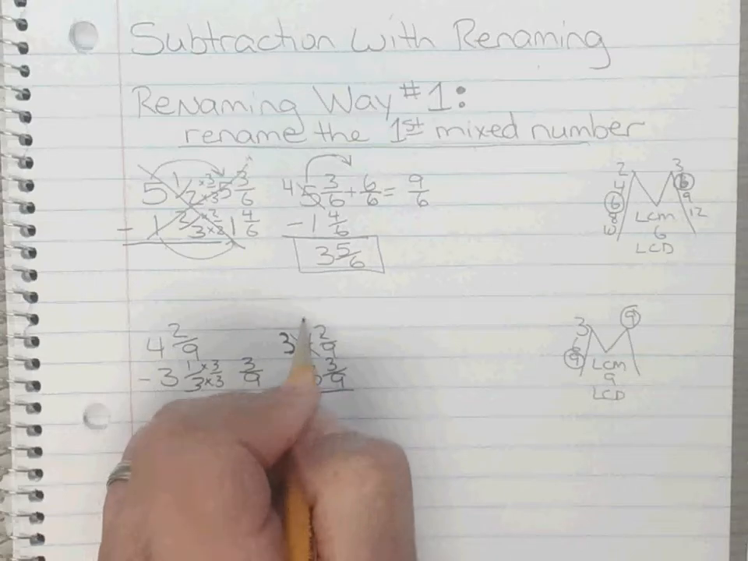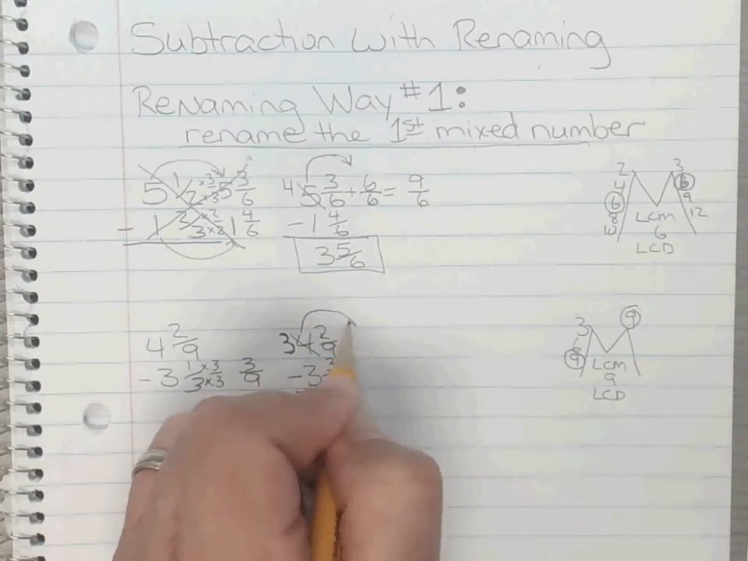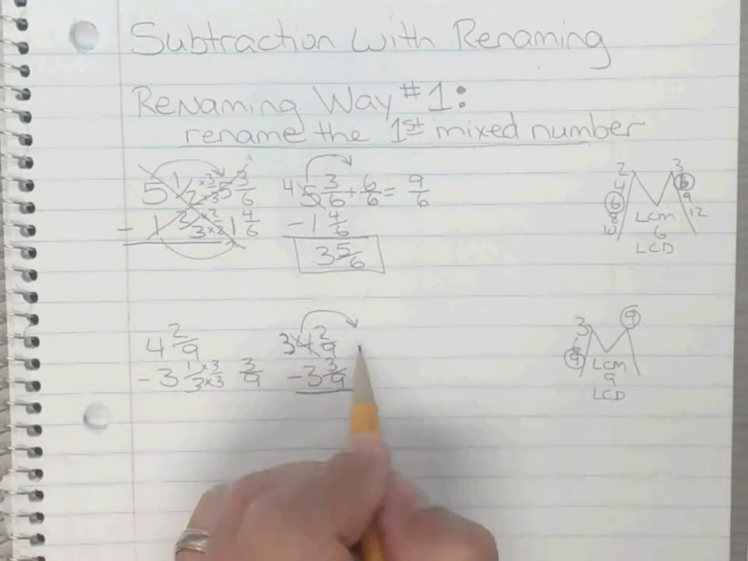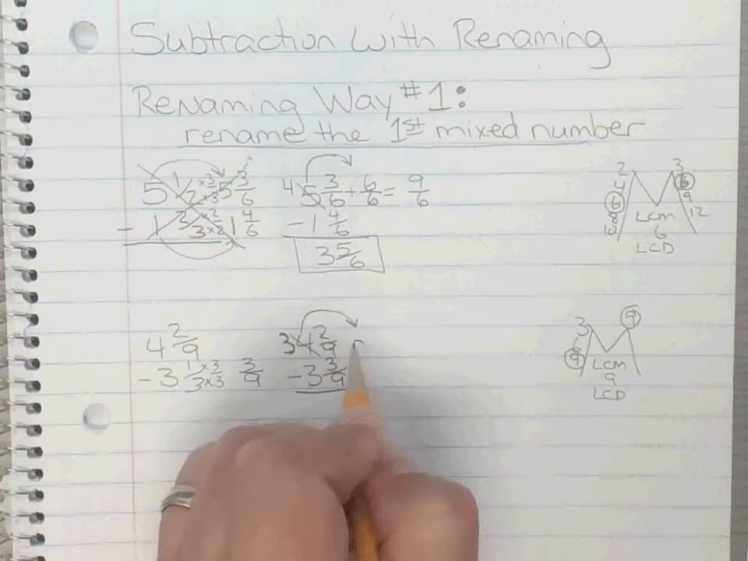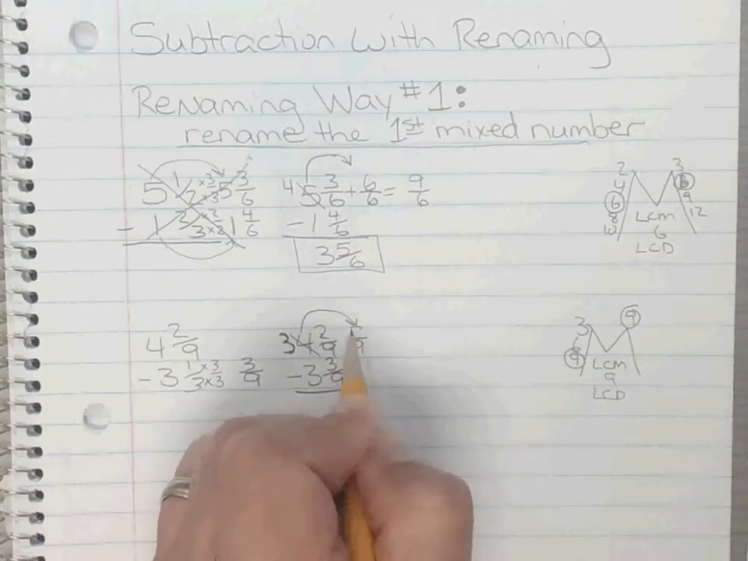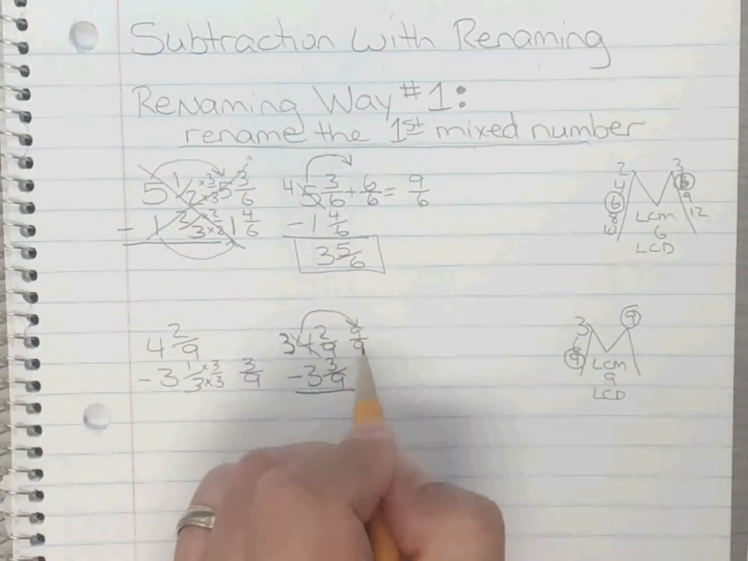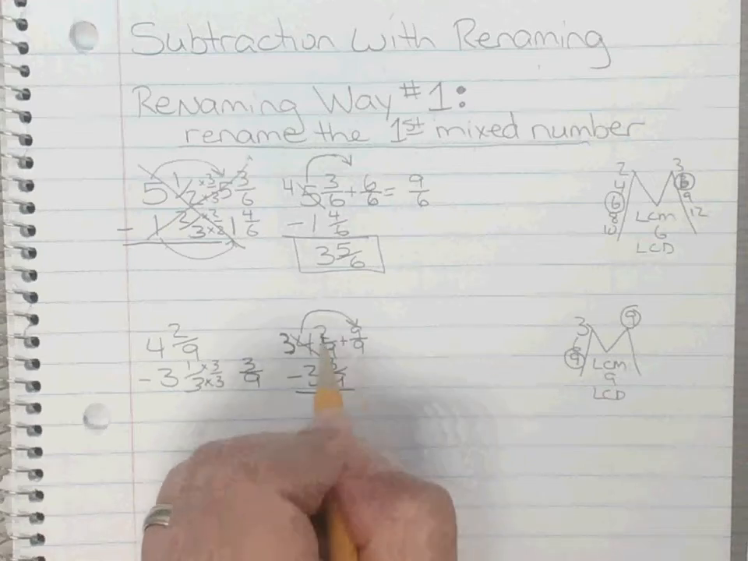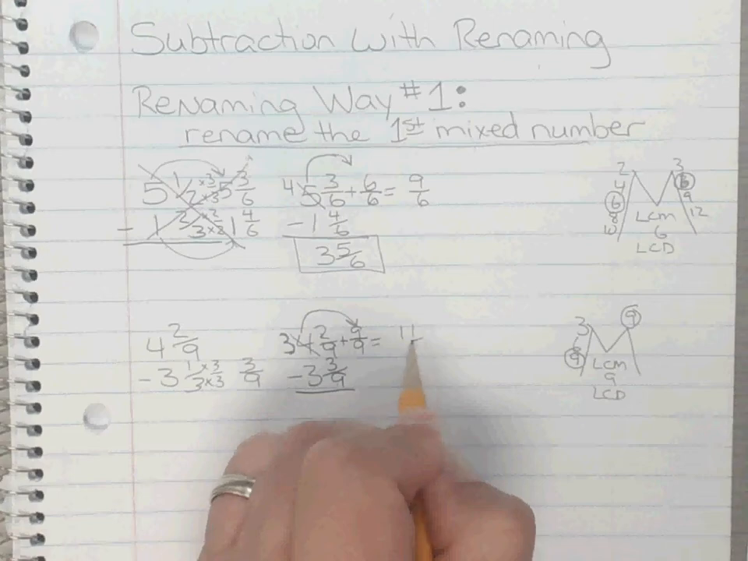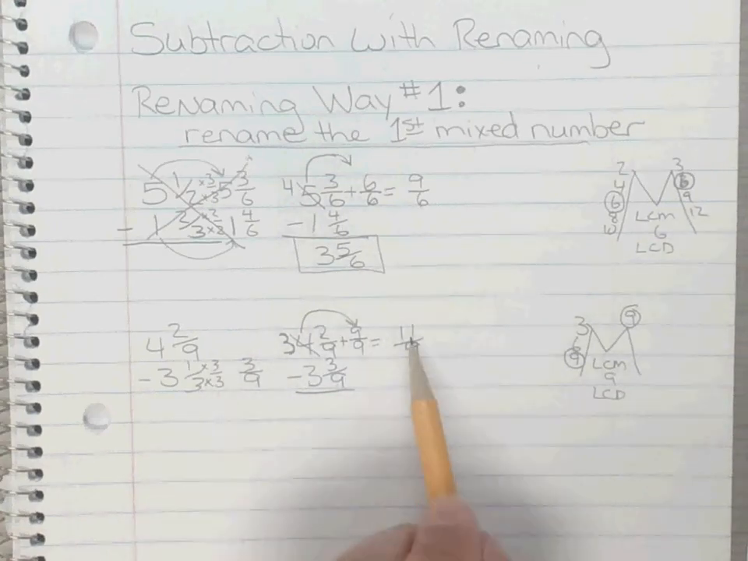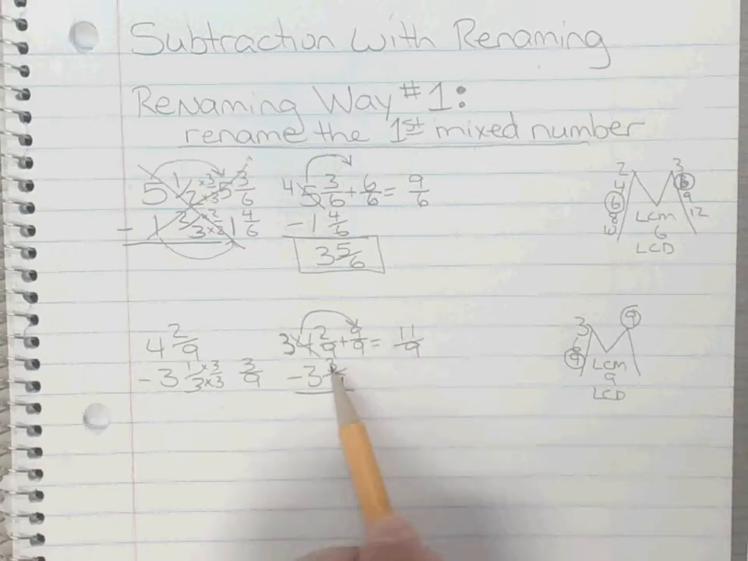And as this 1 comes over into what I call fraction land, he has to turn into a fraction. But I want him to stay as a 1. Well, my denominator is 9, so I want my numerator to be 9. And that is a whole. So I can add these two guys, and that gives me 11/9. Now, yeah, it's an improper fraction, but now I can subtract, do 11 minus 3.